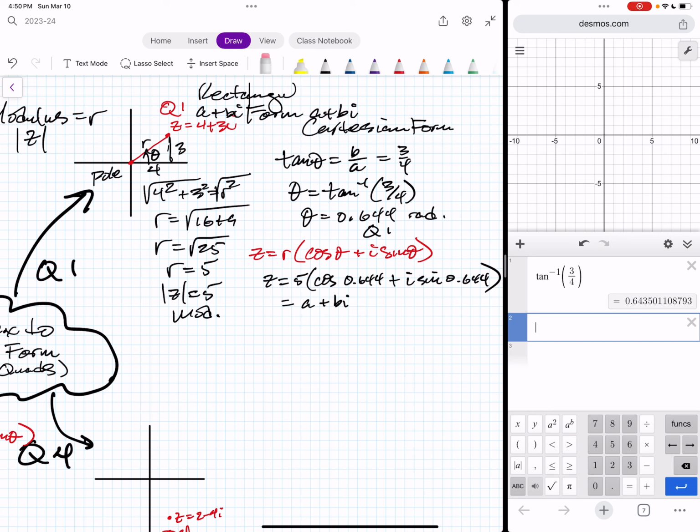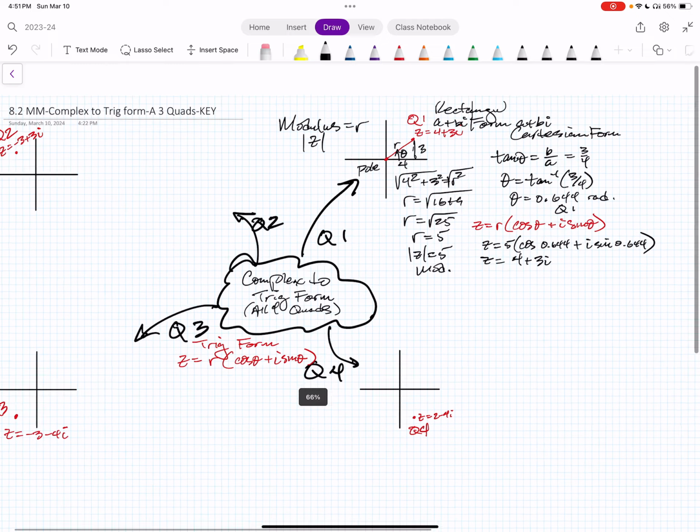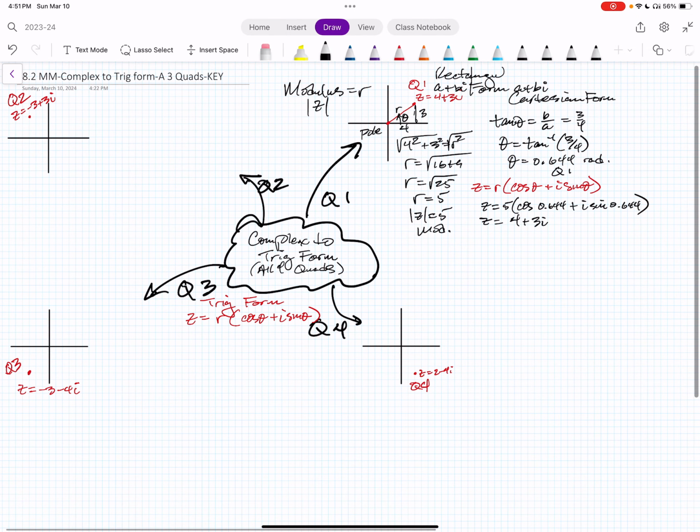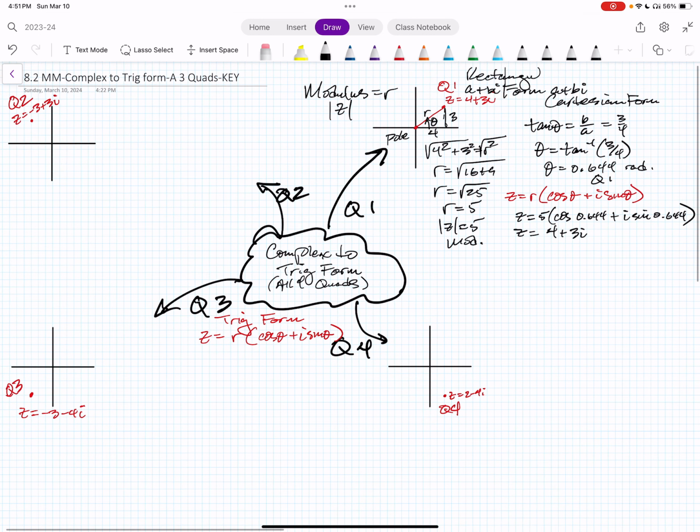Actually, I should have written the actual number here, 4 plus 3i. So 4 plus 3i. These are the same. Okay, they're equivalent. They're just in two different forms. So what we have in quadrant 1 is our first example here. We converted 4 plus 3i to its trig form, where we found the modulus and the polar angle. And all we want to do is get really good at that, right?